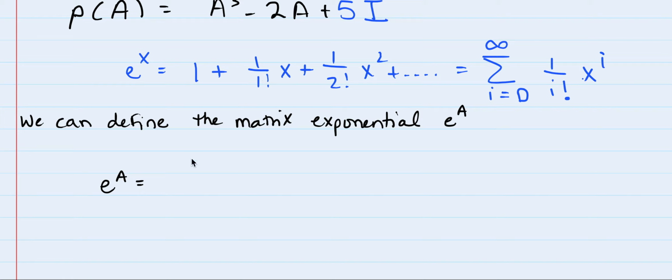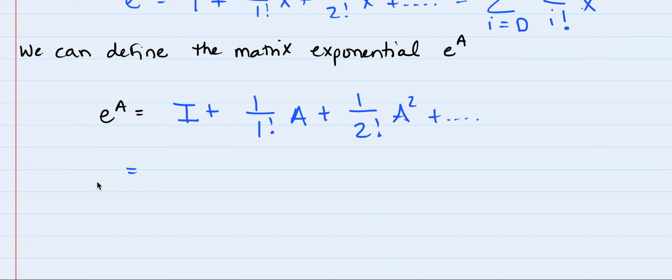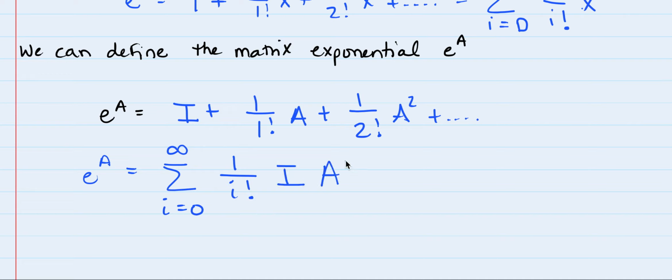And we can also do this with a matrix. So e to the A is going to be the identity matrix plus 1 over 1 factorial times the matrix A plus 1 over 2 factorial times A squared, and so on. So e to the A, you can think of it as the sum, where i is equal to 0 to infinity, of 1 over i factorial, the identity matrix, times A to the power i.